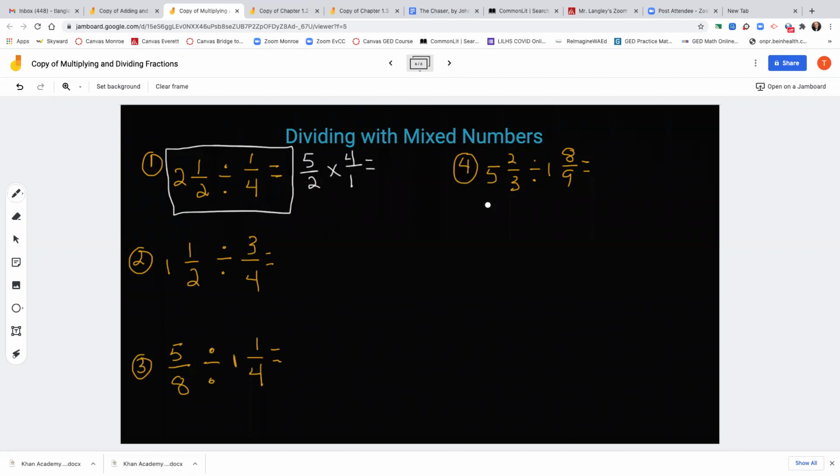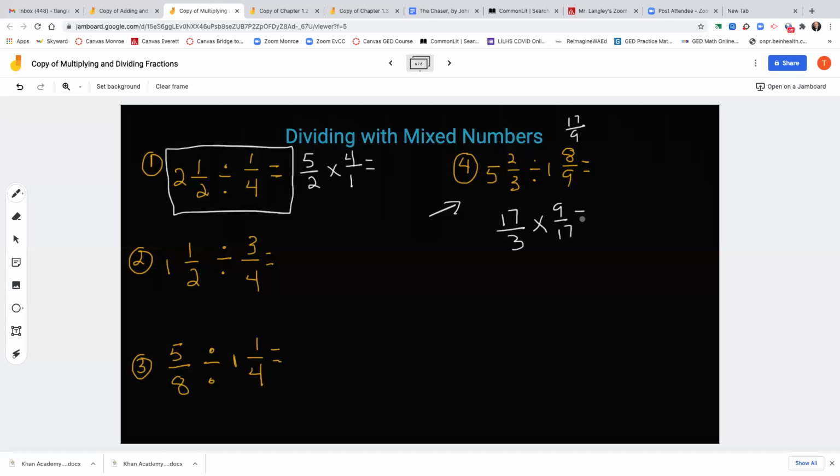I want to show you number 4 here real fast because we're almost done. Here's what I would do with that problem. I would change 5 and 2/3: 3 times 5 is 15, plus 2 is 16, 17 over 3, times, now I'm going to do 2 steps at once here, so don't get lost. 9 times 1 is 9, plus 8 is 17. That's 17 over 9. I'm going to flip it upside down and go 9 over 17.